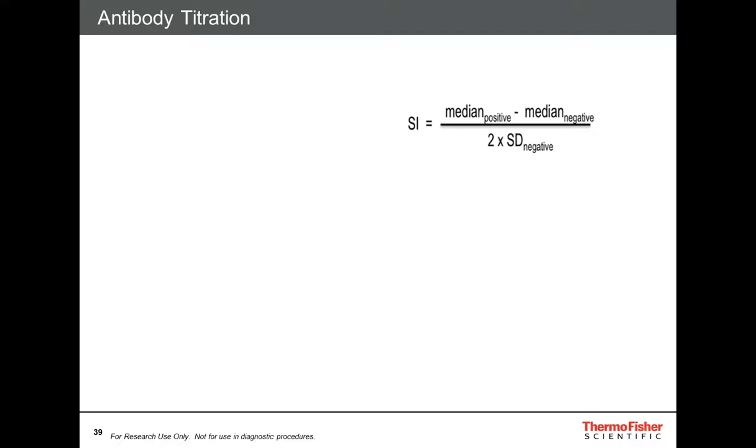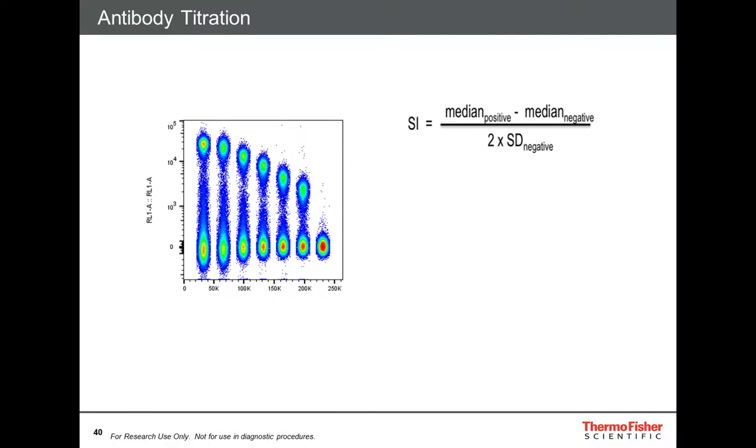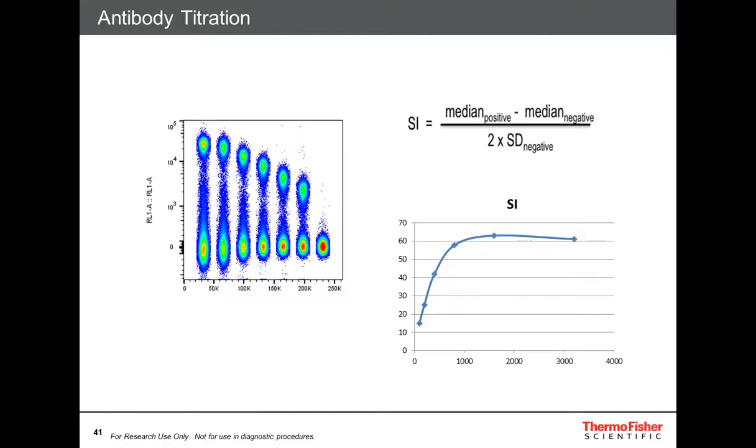So I talked about the stain index. This is the formula for stain index, basically the median of the positive minus the median of the negative over 2 times the standard deviation. It's a metric that allows us to look at the separation of our populations. There are many of them out there, but this is one that we would commonly use.